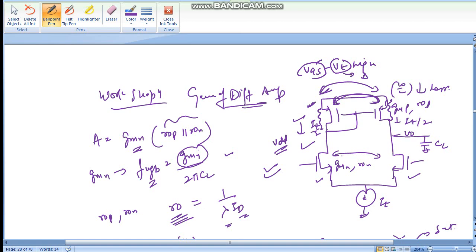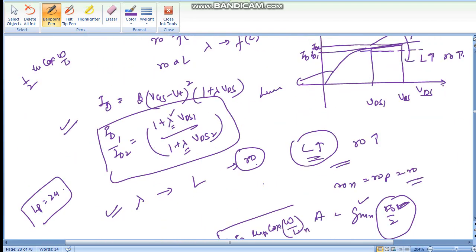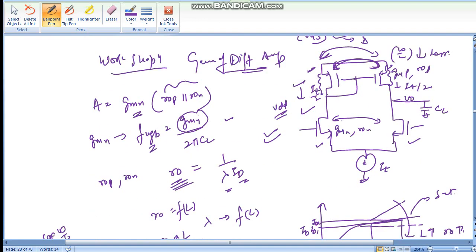You have to give priority to the specification you need to achieve, and accordingly you have to decide the sizing. And the bias current depends upon power consumption, so you also need to decide what power consumption you want. Accordingly you need to decide this tail bias current. So here we have seen how to size different devices in a differential amplifier.